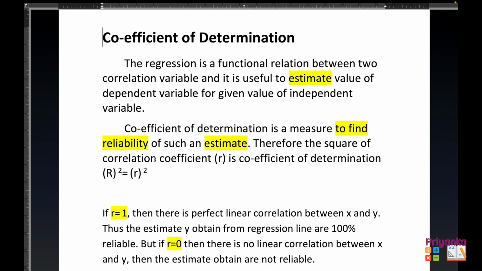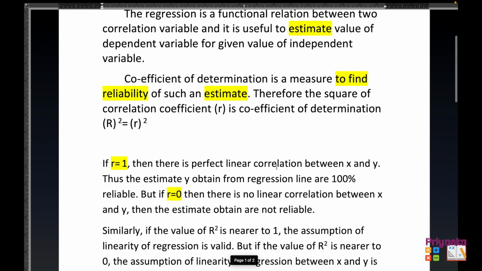Correlation coefficient is what we learned in the last chapter, and the square of the correlation coefficient is equal to the coefficient of determination. Now, if the correlation coefficient r is equal to 1, then there is a perfect linear correlation between x and y. Thus, the estimates of y obtained from the regression line are 100% reliable. In the same way, if we find the correlation coefficient is equal to 0, then there is no linear correlation between x and y, and the estimates obtained are not reliable.